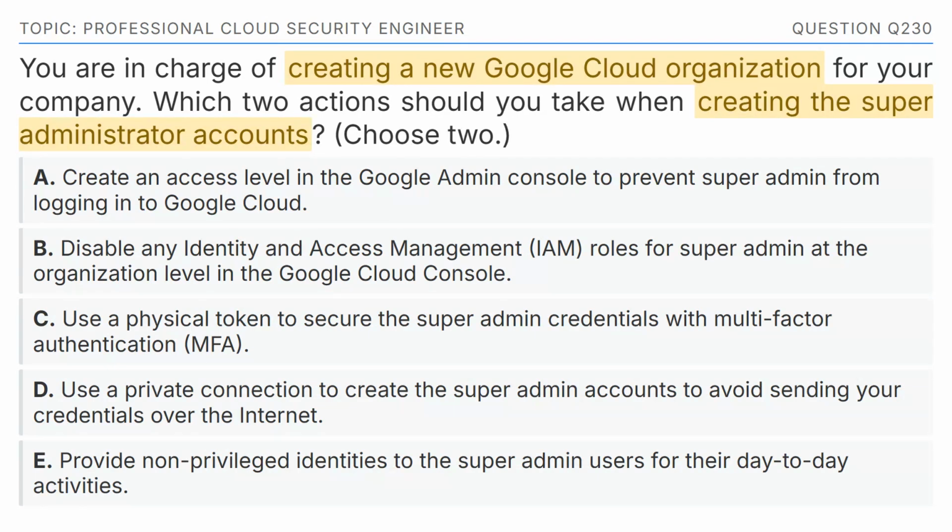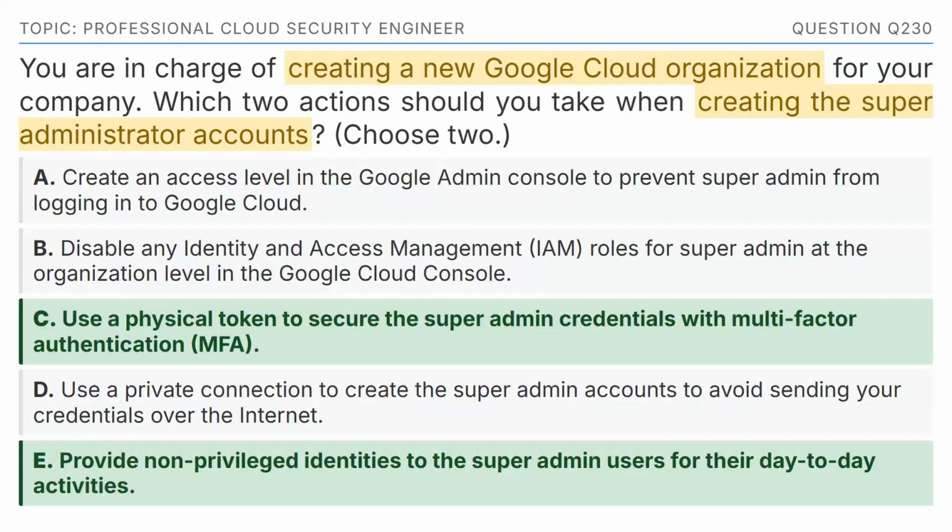To arrive at the correct answer, we focus on the keywords: creating a new Google Cloud organization, creating the super administrator accounts. The correct answers are option C. Use a physical token to secure the super admin credentials with multi-factor authentication, MFA. And option E. Provide non-privileged identities to the super admin users for their day-to-day activities.